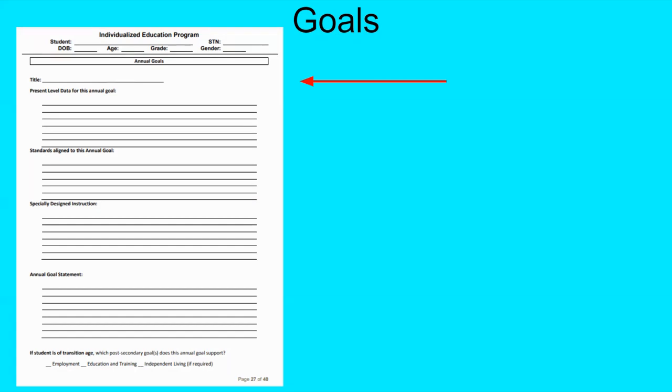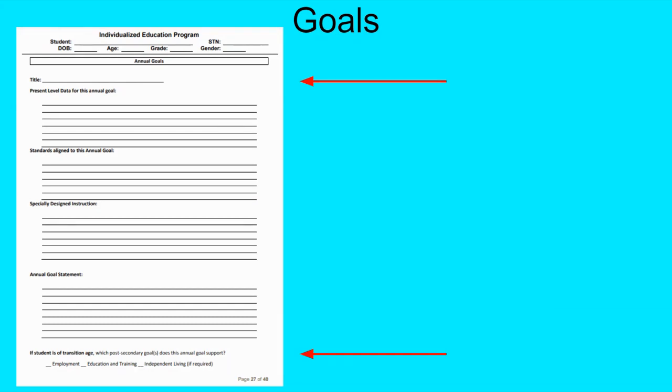And then you would present the present level data for this annual goal, okay? Basically, how's the student currently doing? Then you would put the standards related to the goal, and then you would put the specifically designed instruction. Okay, what specifically are you going to do to help this student reach that goal? And it has to be specific because you have to be able to measure it. Okay, and then lastly, you would put the annual goal statement. Okay, what does the goal actually say?